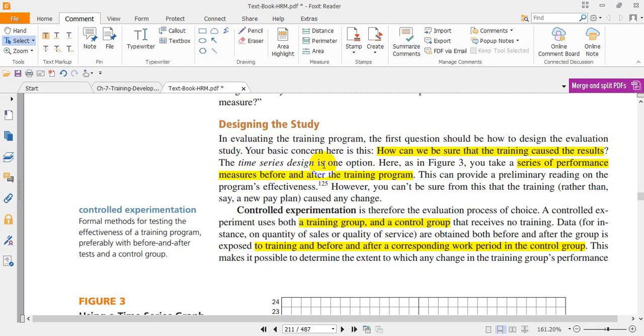The time series design is one option. You take a series of performance measures before and after the training program. In this design, we take a series of performance measures before and after the training program. This can provide a preliminary reading on the program's effectiveness. However, you can't be sure from this that training rather than, say, a new pay plan caused the change.